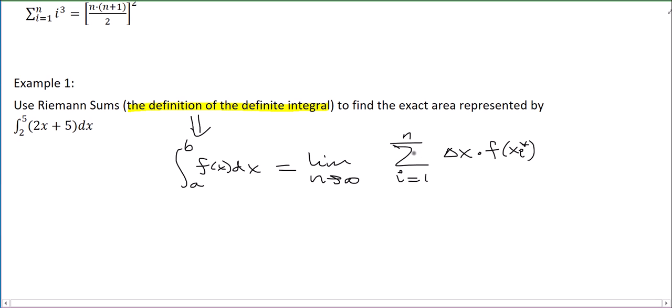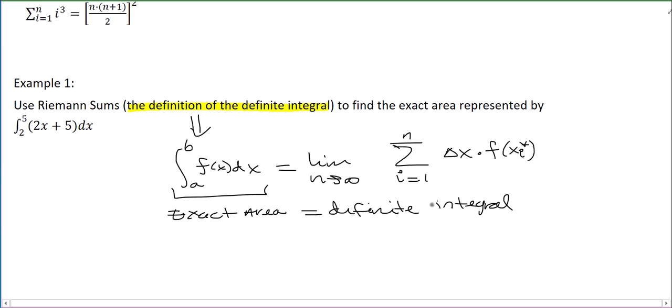So when we were doing approximations, we were doing 4 rectangles, 6 rectangles, 16 rectangles. Now we're saying, what if the number of rectangles goes to infinity? Then that gives you the exact area under the curve. So this is the exact area, which is denoted by the integral from a to b. And so this is called a definite integral when it has the limits of integration, the a to b.